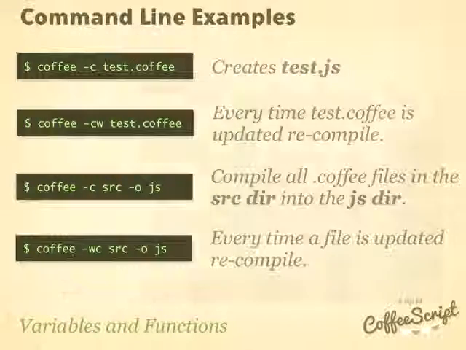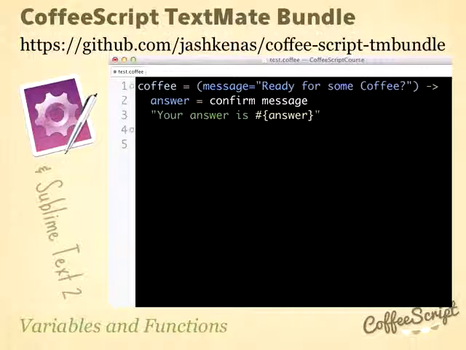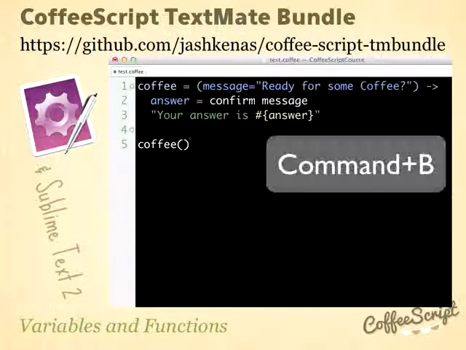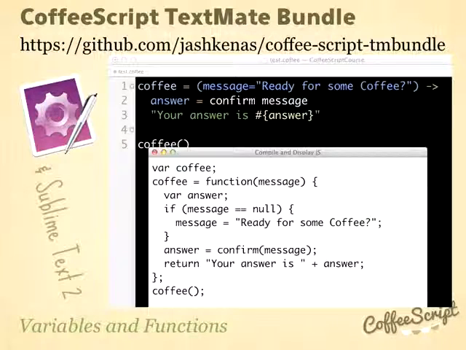If you think you'll be using TextMate or Sublime Text 2 to edit your CoffeeScript, I highly recommend you install the plugin. Here's what the plugin does. So here you can see my CoffeeScript. I can write CoffeeScript, and then if I hit Command B, it's going to take that CoffeeScript, compile it into JavaScript, and show me the output, which is really convenient for debugging.